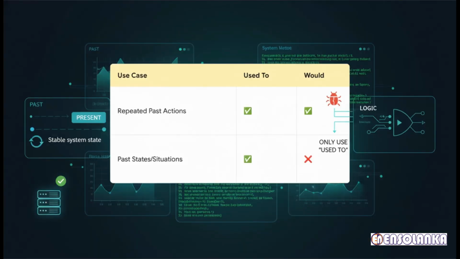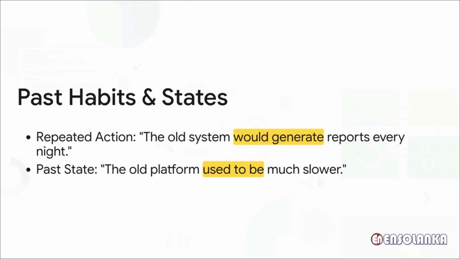Now, this is a subtle one, but it's really important. The difference between would and used to. For repeated actions in the past, you can actually use either one. But, and this is the key thing to remember, for past states or situations that just aren't true anymore, you have to use used to. Let's look at how that actually works.